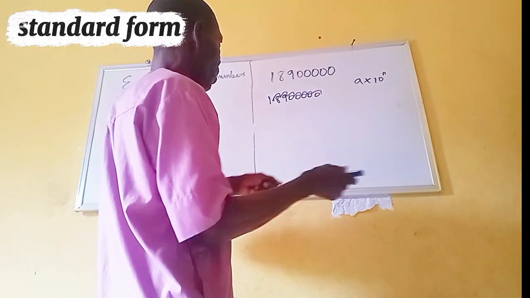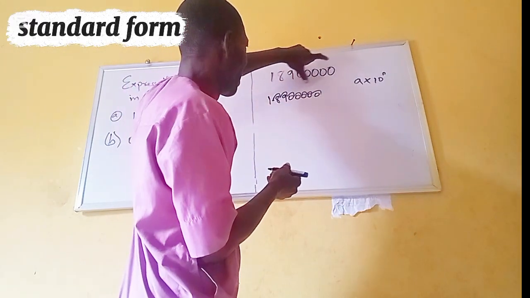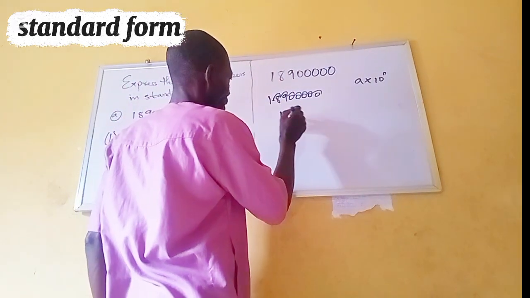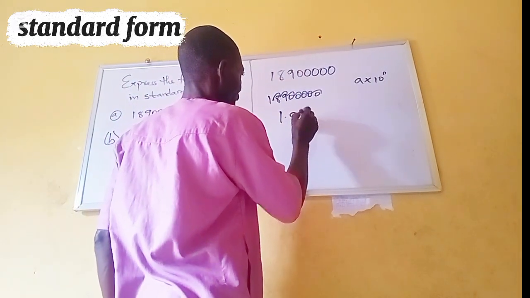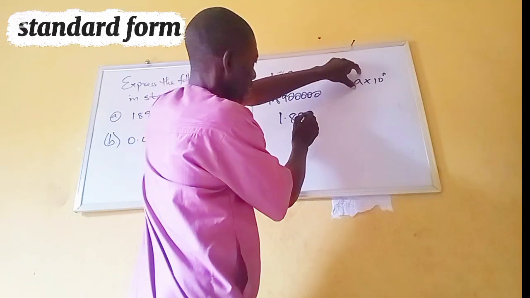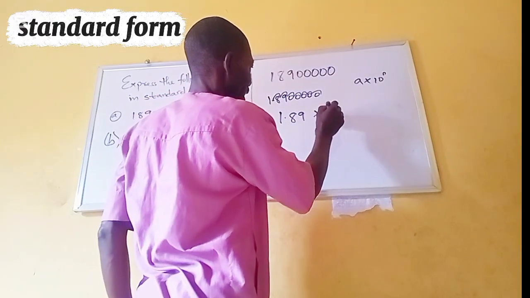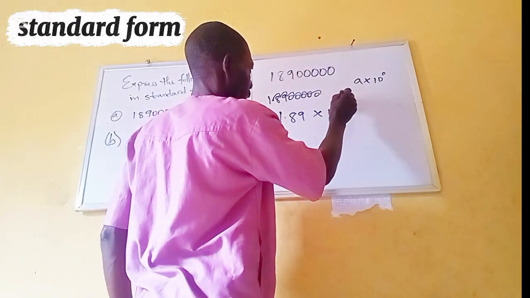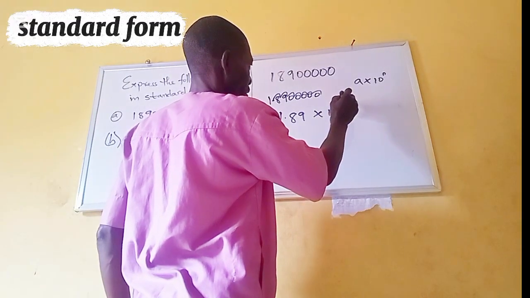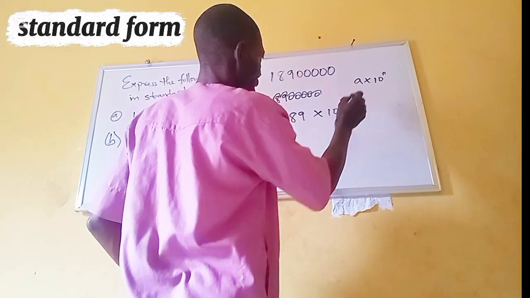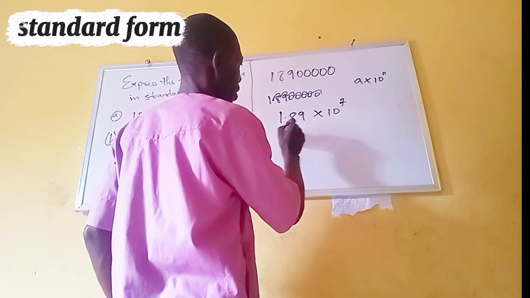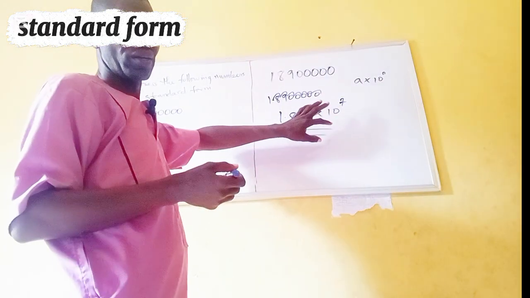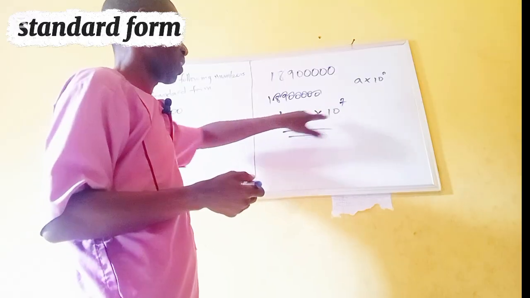Therefore, this number in scientific notation or standard form will be 1.89, which is our a, times 10 raised to the power 7. So this is our answer. Hope you are clear about how I arrived at this.